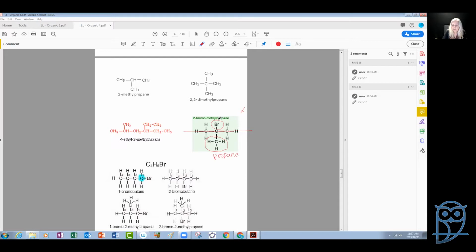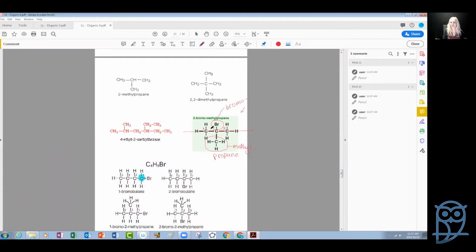The bromine will be written as bromo something, and this is the methyl group. It will be written as methyl something. But we also need to explain in which carbons these are located. So let's number the carbons, 1, 2, 3. It doesn't matter if we start from left or right, because this is symmetric here.